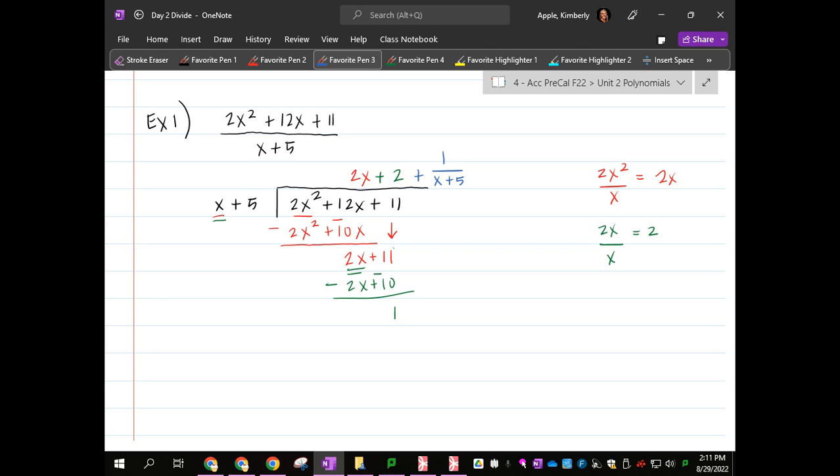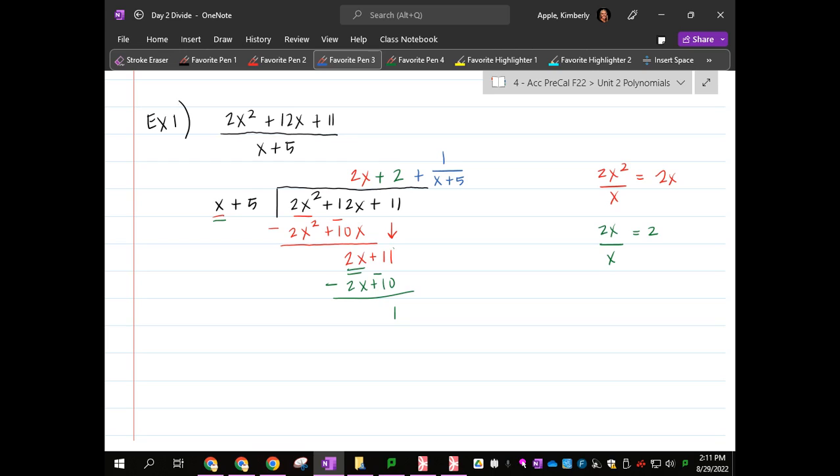Okay. So now it's time to divide it. That's the first step. Remember, divide. Then we multiply. We're going to multiply this times all of this. And in order to do that, we have to do it by each thing. 2x times x is 2x squared. 2x times 5 is plus 10x.